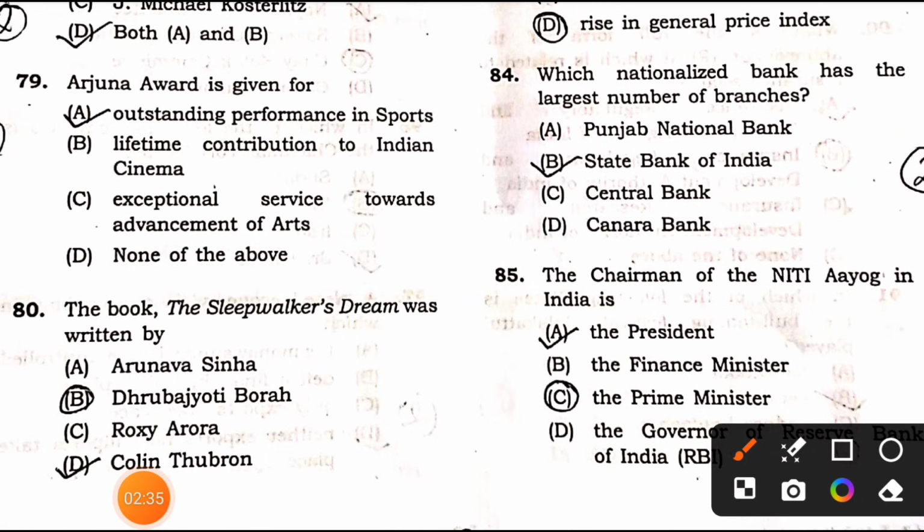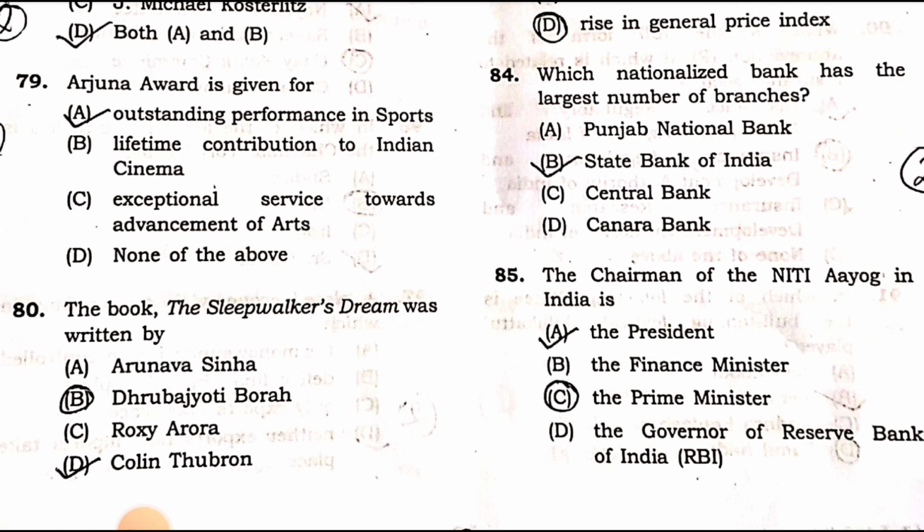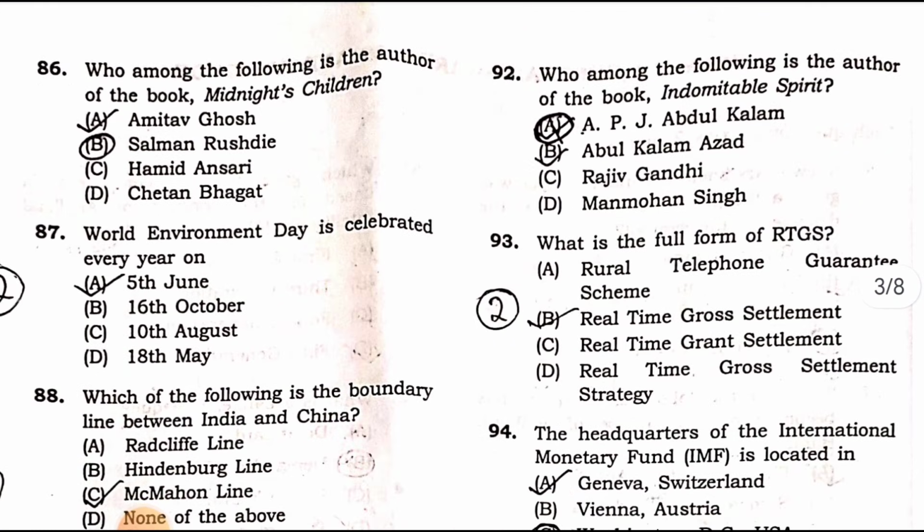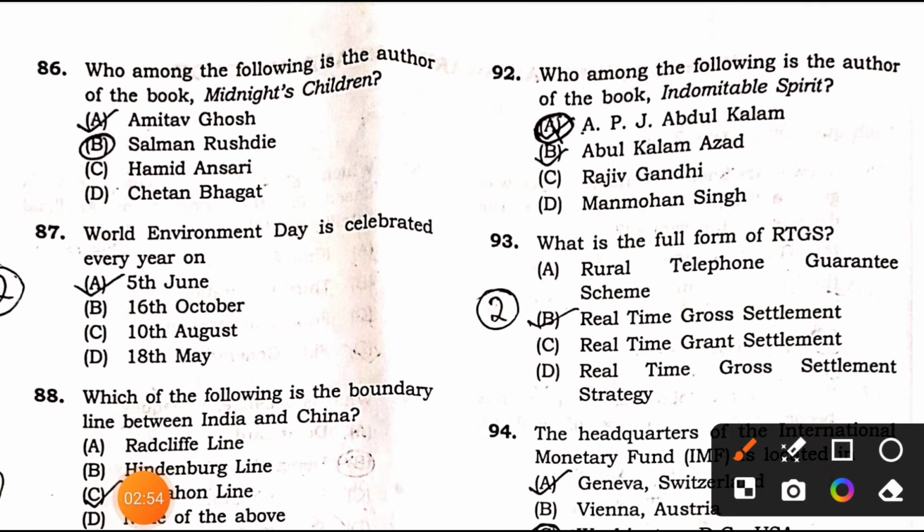Question 84. Which nationalized bank has the largest number of branches? The correct answer is B, State Bank of India. The chairman of the Niti Aayog in India is the Prime Minister, the correct answer is C. Question 86. Which among the following is the author of the book Midnight's Children? The correct answer is B, Salman Rushdie. World Environment Day is celebrated every year on 5th June.